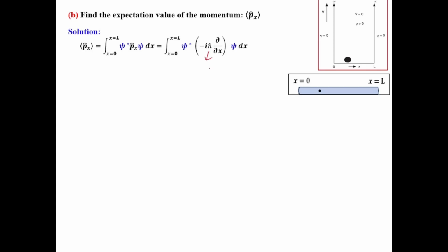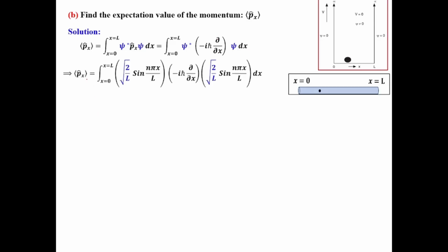Here, reduced, this h cross means h by 2 pi, the reduced Planck constant, h cross into del by del x of psi dx. That implies the expectation value of momentum is equal to the integral from 0 to L, the lower and upper limit. We just substitute psi star value and psi value, and this is the operator for the momentum along the x-axis. Here minus iota h cross is taken outside of the integration.